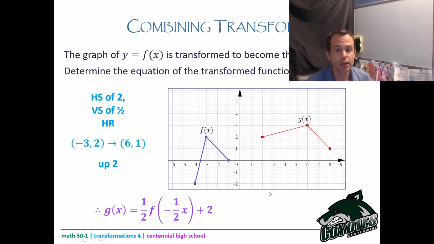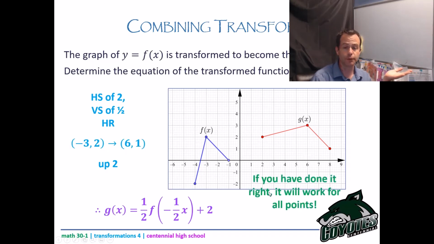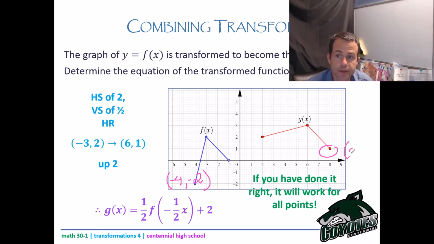All right, now, you should be able to, if you've done this right, it should work for all of the points. So if you want to check one of the other 2 points, so if I took this point here, which is at -4, -2, I'm pretty confident that that's going to end up at this point here, which is 8, 1.